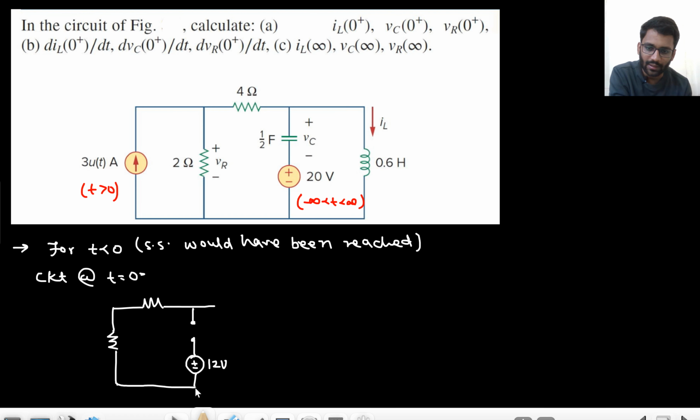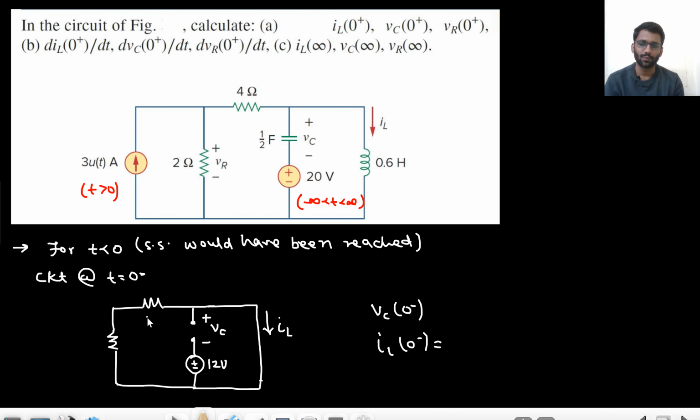And what will happen to the inductor? The inductor will be shorted, right? This is IL and this is VC. We are interested in only two things, VC 0 minus and IL 0 minus. Tell me what is the value of IL 0 minus? This is 4 and this is 2.